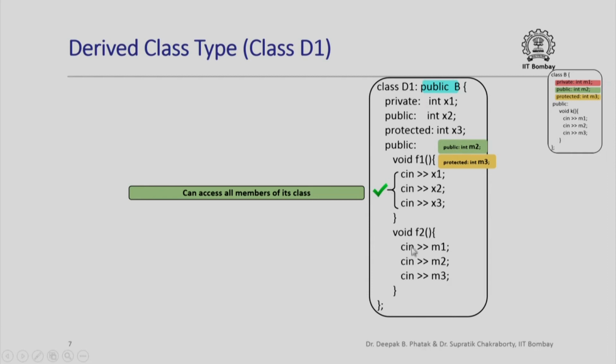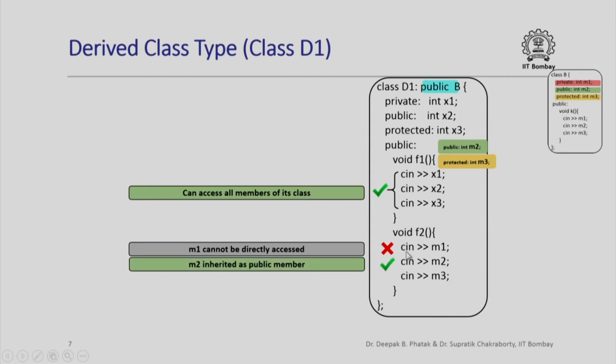Now what about the function f2? If you notice, the function f2 is actually trying to access the data member m1, which is a data member of the base class B, and moreover it is a private data member. The derived class D1 cannot access private data members of the base class, so it will not be able to access M1, and this will lead to a compilation error.